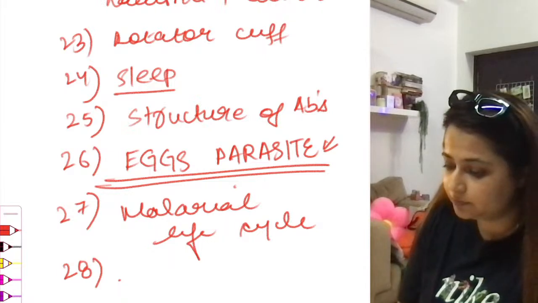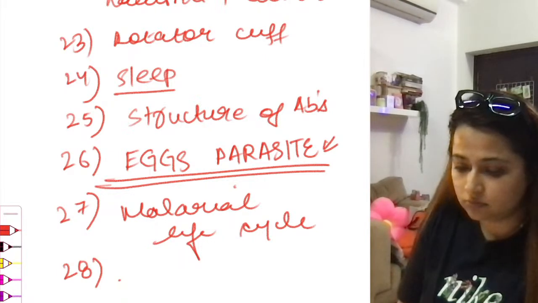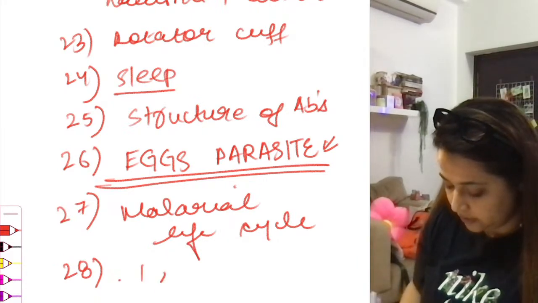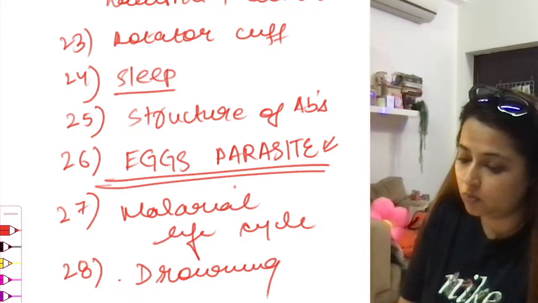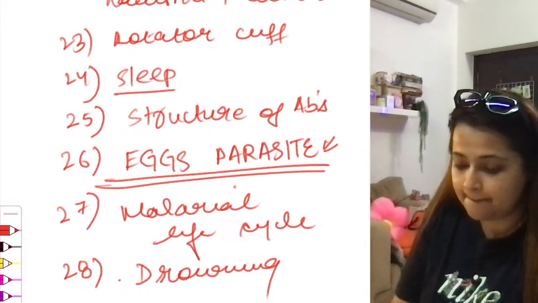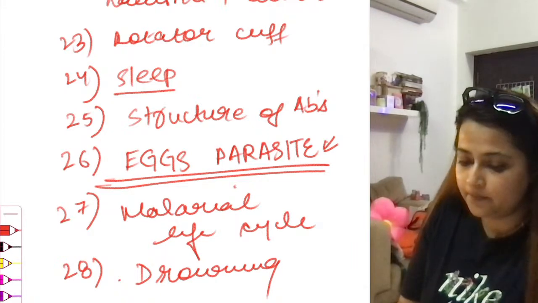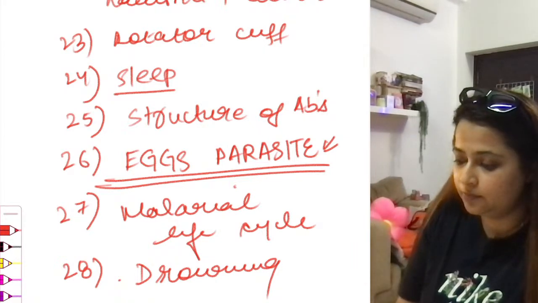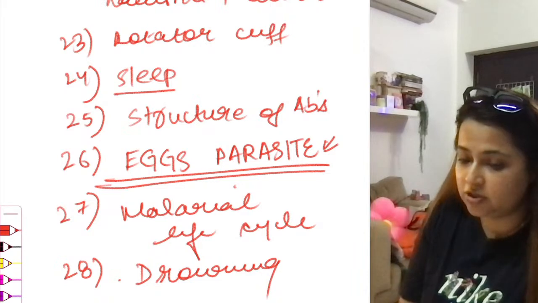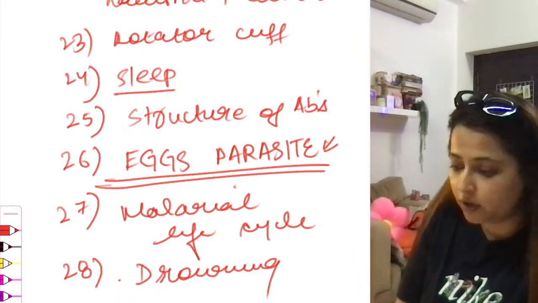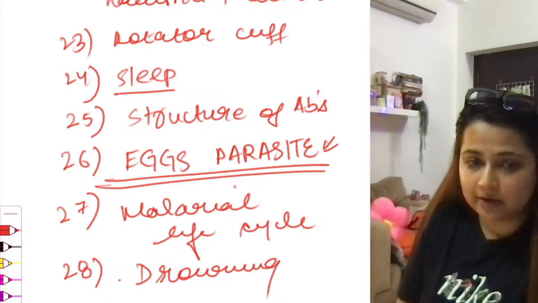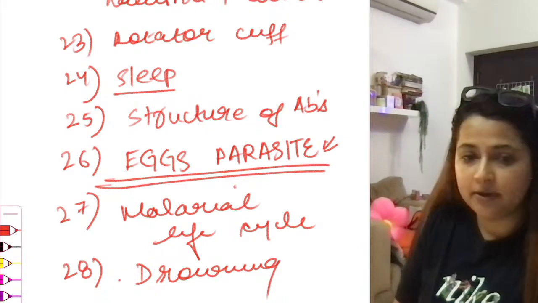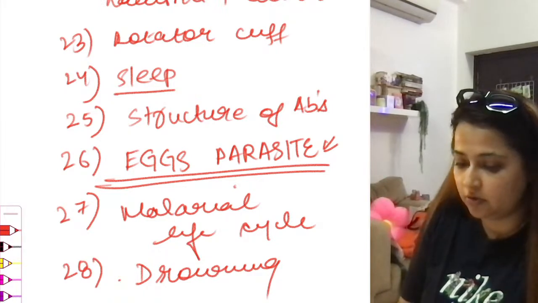Moving on. You should know about drowning. In forensic, you should know about drowning. You should also know about the structures which, when obliterated, become what. For example, the ductus arteriosus, when it is obliterated, becomes the ligamentum arteriosum. That is also very important.